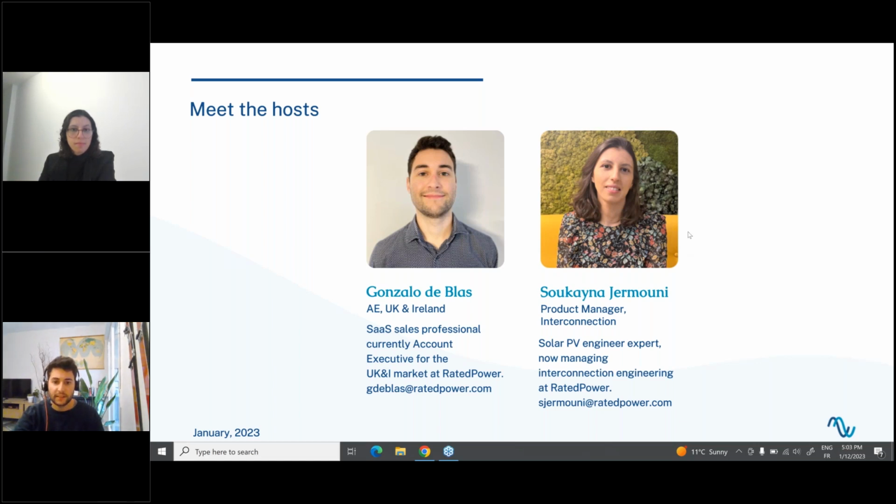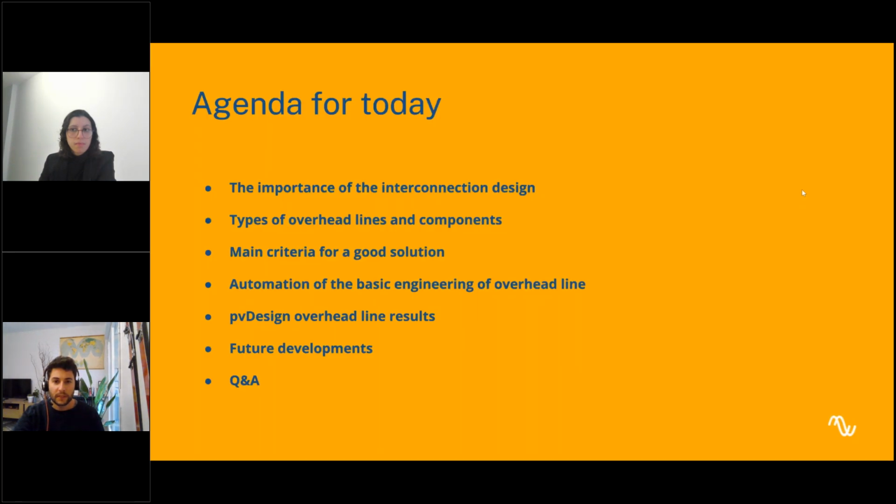We're going to be discussing, next slide please, some bullet points of the agenda for today. The things we're going to be talking about, first of all, will be why is interconnection design important? What are the different types of overhead lines, say distribution, transmission, and what are its components? Also, what are the main criteria we take into account in order to design and build a good solution for interconnection?